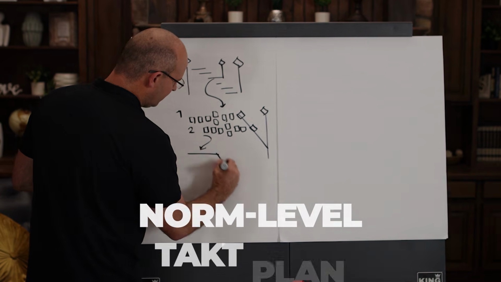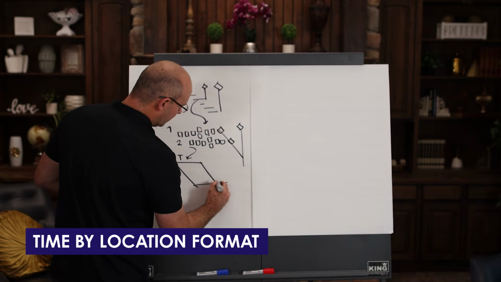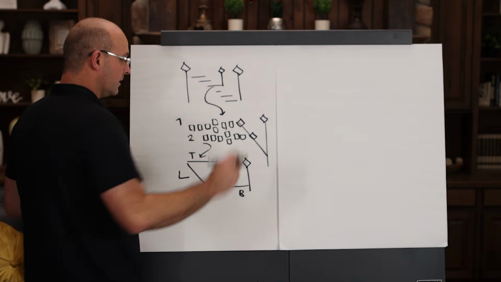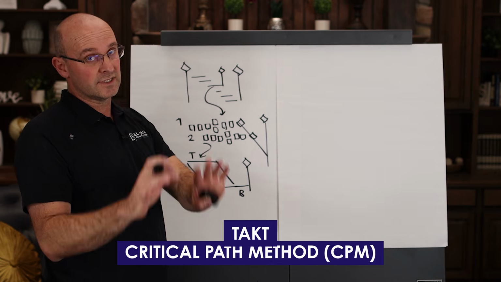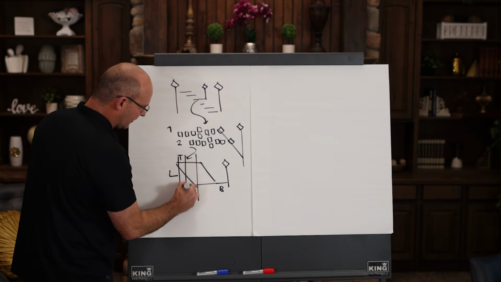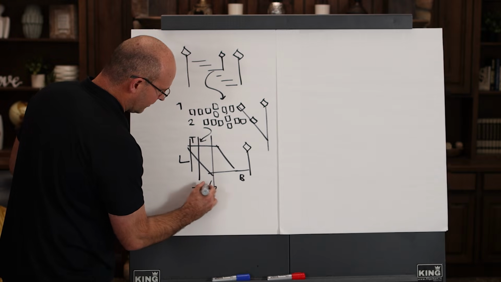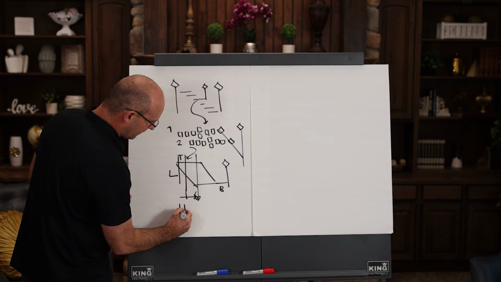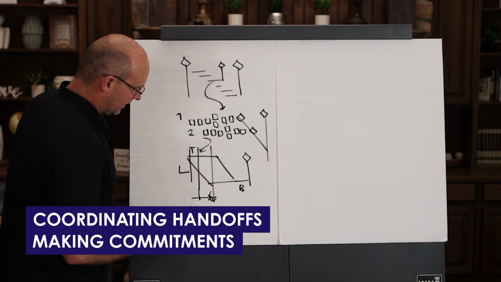Then that will create your norm level takt plan, which is in a time by location format. You will gain buffers at the end of that phase, and this milestone will align to your overall project milestone if it was set properly. With takt it will, with CPM I hope it will for you. But then from there we filter out the look ahead plan and the weekly work plan. And the look ahead plan, 4 to 6 weeks out, is how you identify, discuss, and solve problems so that you can make work ready. The weekly work plan is specifically for coordinating handoffs and making commitments.